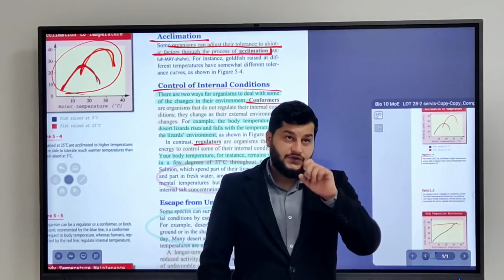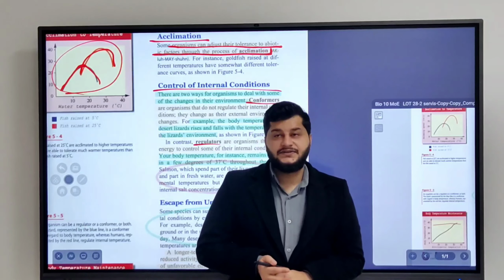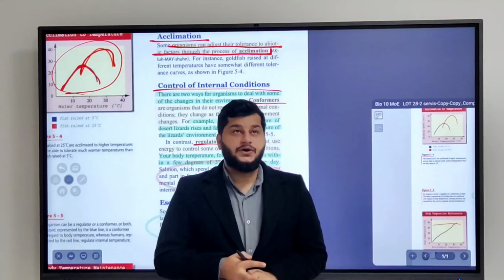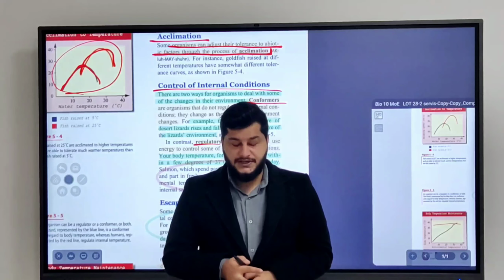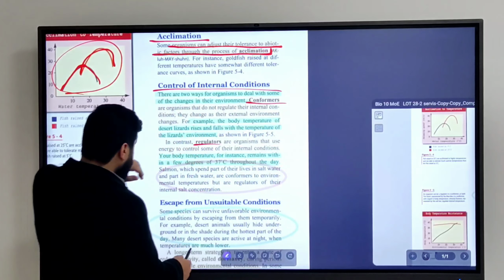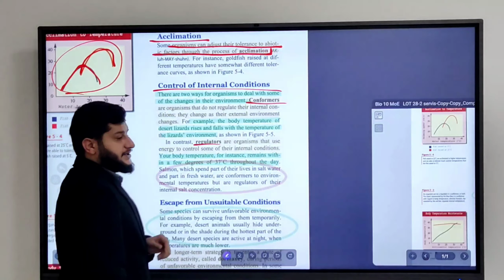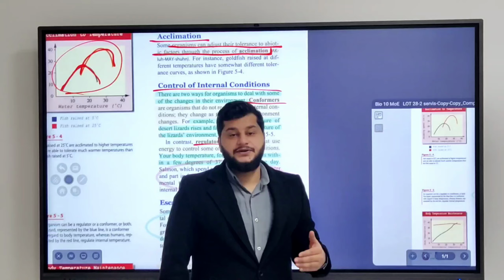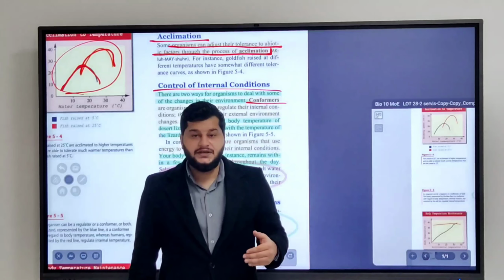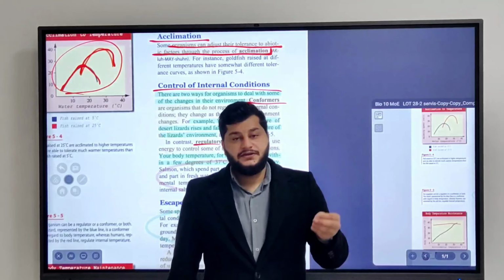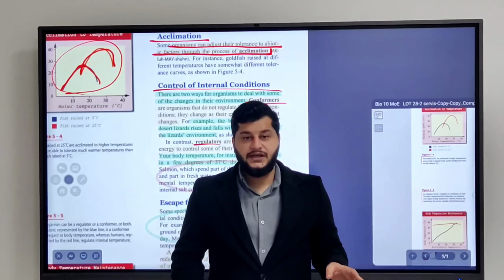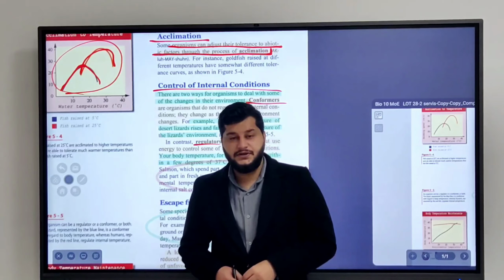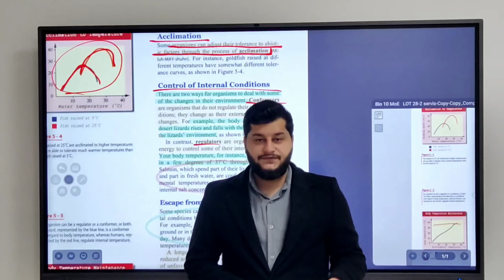We call them cold blood animals or organisms, and hot blood animals or organisms. So, what are hot blood animals or organisms? They are the organisms that regulate their internal temperature. That means whatever the weather is, the temperature is going to be the same. But in cold blood animals, the internal temperature changes according to the environment.